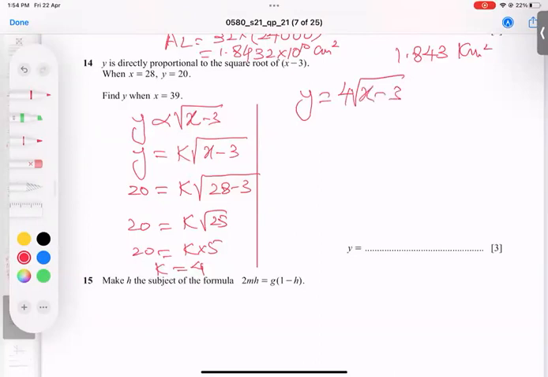This is done. Now after this, he's asking to find y when x is 39. So put 39 here. So y is equal to 4 times 2 root of 39 minus 3. It will become 36. Root 36 is 6 and 6 fours are 24.